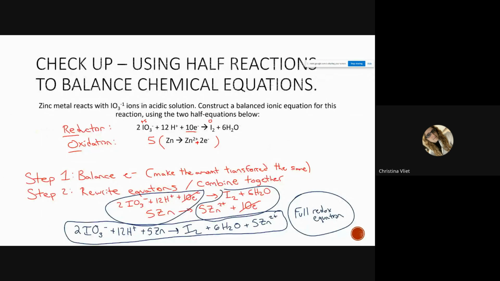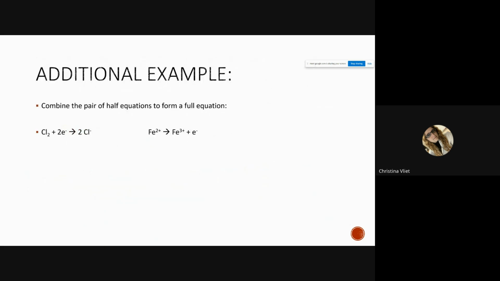All right, I have just a couple more questions here. See if you can combine these two half equations to make a full reaction. See if you can follow what I did. This looks a lot simpler than the one I just showed you. But see if you can follow the same strategy, the step 1 and the step 2. Take a minute or two to work on this, and then we're going to continue. Check to see if you've got the idea.